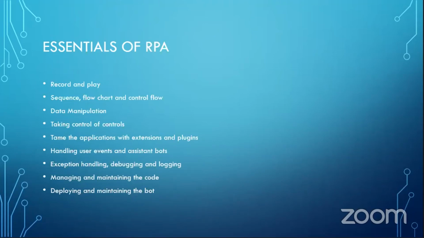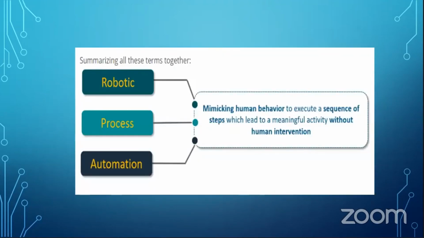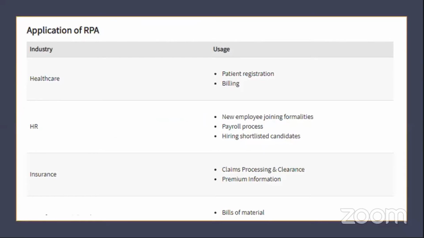We can have error handling or exception handling, debugging and logging with RPA. We can also manage and maintain the code, which is available like C Sharp or say Visual Basic and Python even. Deploy and maintain the bot, that also you can do with this. So in short, if I talk about the definition part, mimicking human behavior to execute a sequence of steps which lead to a meaningful activity without any kind of human intervention is all about RPA. The applications of RPA can be varied.